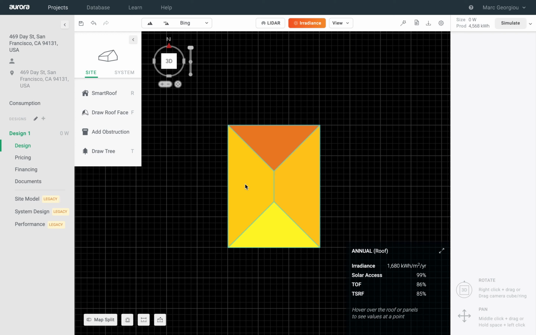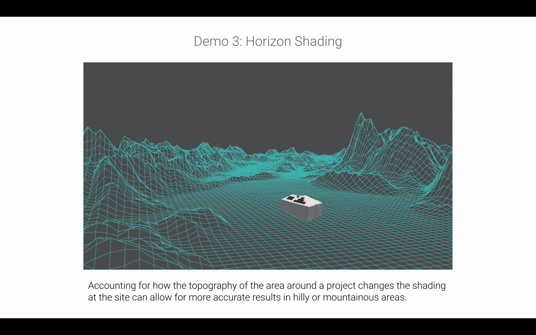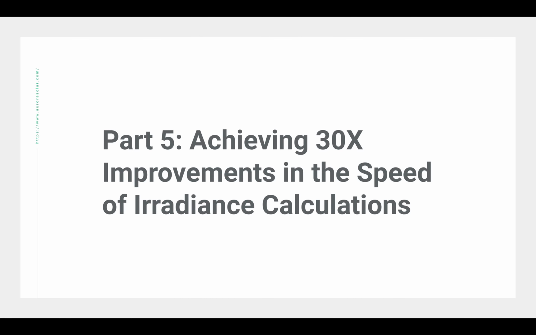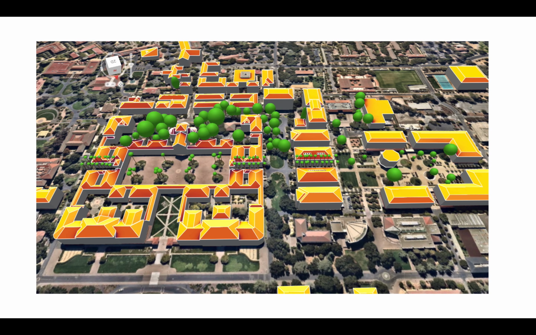And that was the last demo of a series of powerful tools that help you accurately model shading and energy performance in Aurora. One final irradiance advance that I want to share with you today relates to advances that Aurora has made in the speed of software calculations of irradiance. Let's take a look at this site.